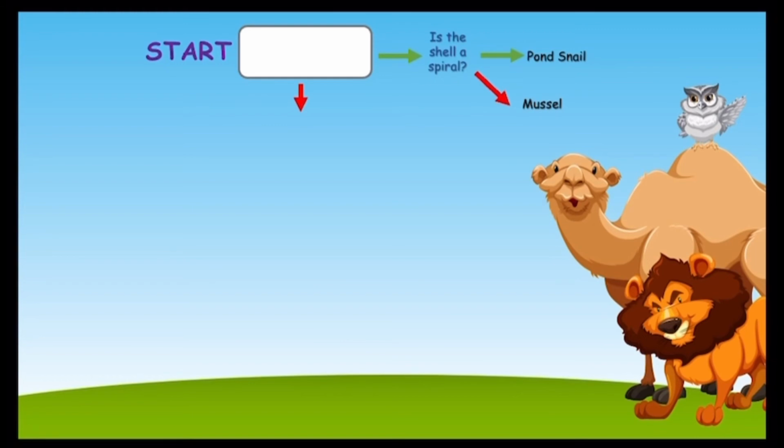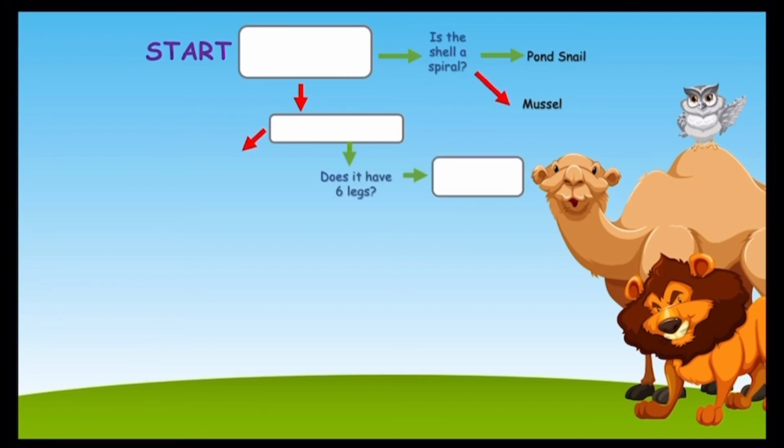All right, let's go back to the first question. What if the answer is no? This will lead you to another question that will also have a possible two answers, yes or no. Here, if the answer is yes, we're going to ask another question: does it have 6 legs? If it does, then what will be the organism or the animal? What could it be?